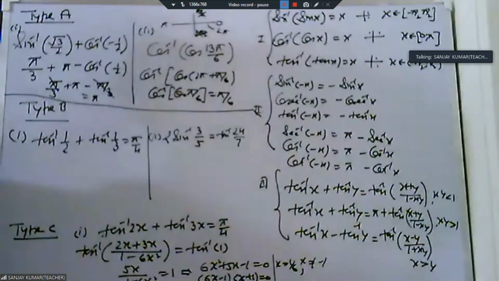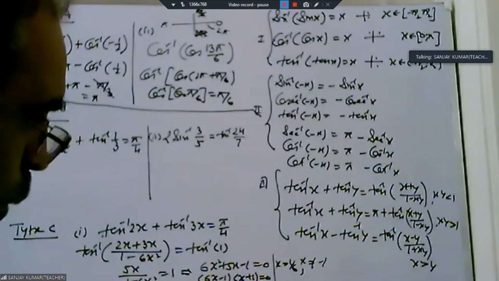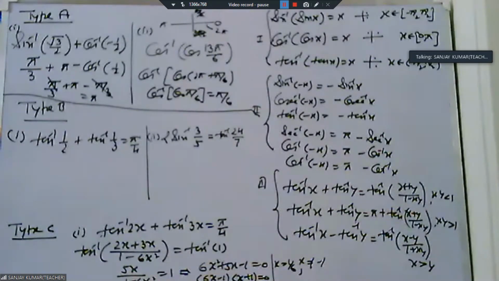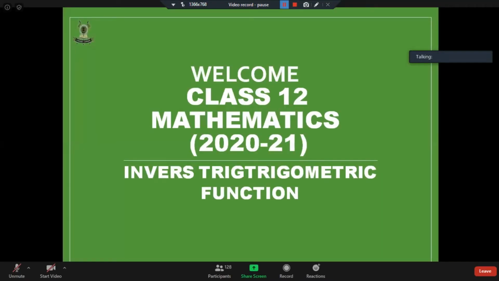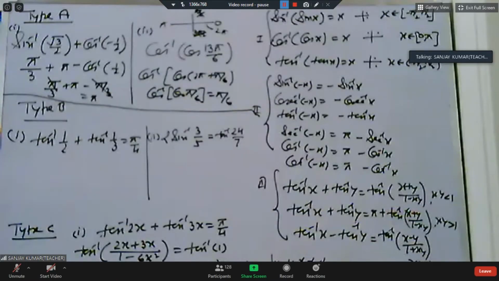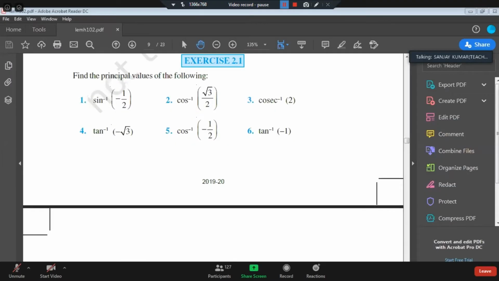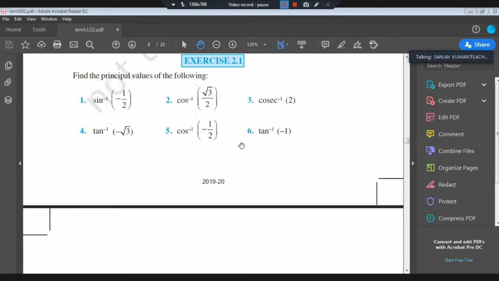In type 1, we have two types of question. One is sine inverse root 3 by 2 plus cos inverse minus half. This is type 1. So if you see your NCERT book, this is the NCERT book. In the NCERT book, you have the first exercise, 2.1. This is type 1. Now the board is also visible, the book is also visible. You can see this board.